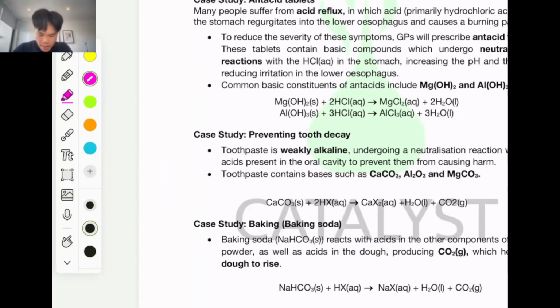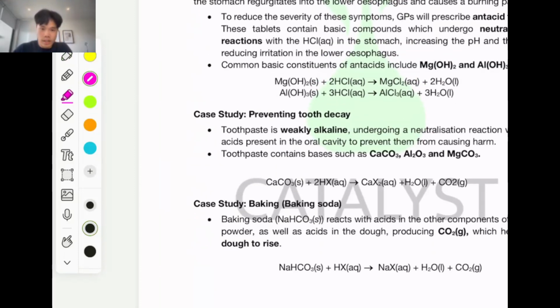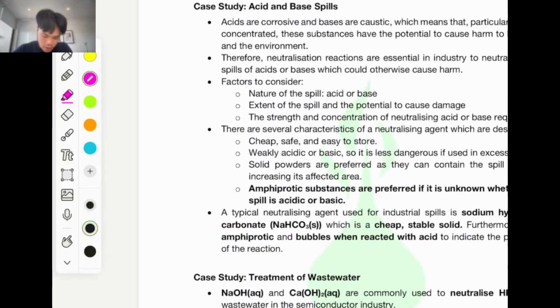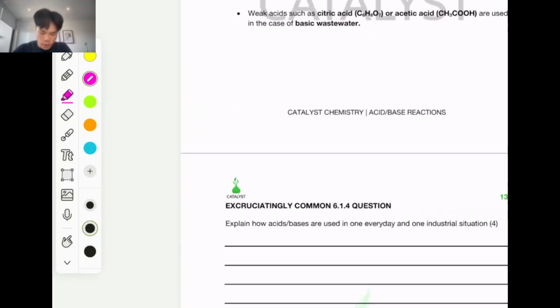So there's antacid tablets, tooth decay, preventing it, and baking soda. The cases are outlined here. Make sure you have an equation as part of the case. That is essential. If you don't have the equation, it's not going to make sense what you talk about. Same with industrial cases. You can either do the acid-base spill treatment or treatment of wastewater. Either case, have an equation, be able to describe it, and talk through it. So those are all there.